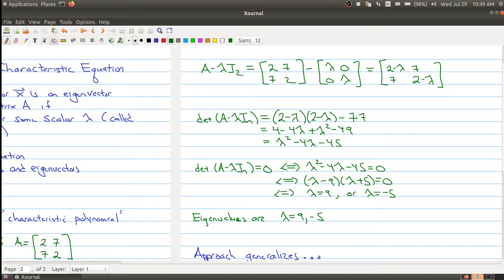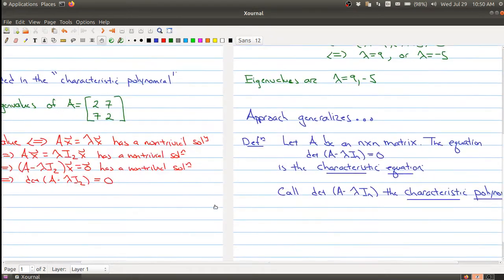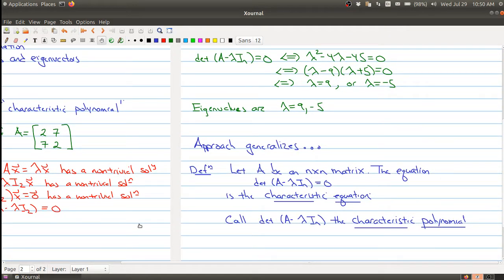Okay, so this approach generalizes. This argument that we did right here, there's nothing special about a 2 by 2 matrix. I would just put an n right here. So lambda is going to be an eigenvalue if and only if this determinant is equal to 0. So that's what I have here, that this approach generalizes. Let's say I have an n by n matrix. The equation, determinant of A minus lambda I n equals 0, is what's called the characteristic equation. And if we don't care about setting it equal to 0, and we're just interested in the expression on the left-hand side, we call that the characteristic polynomial.